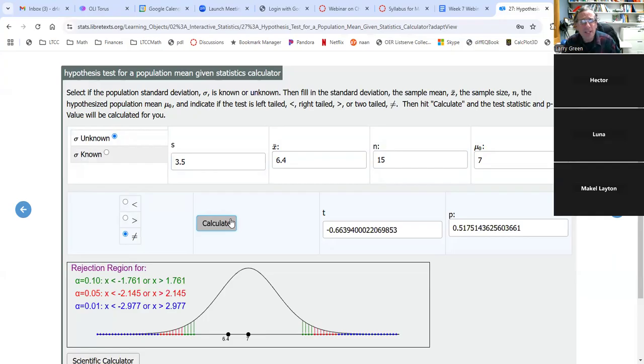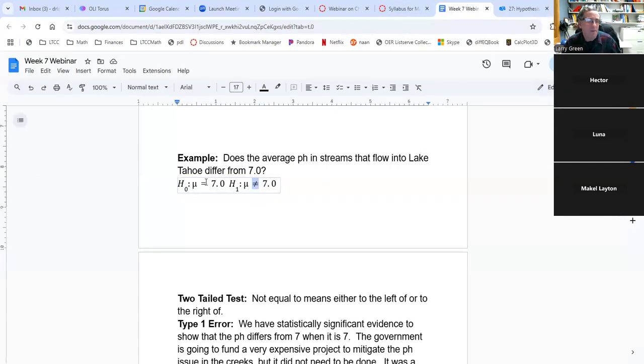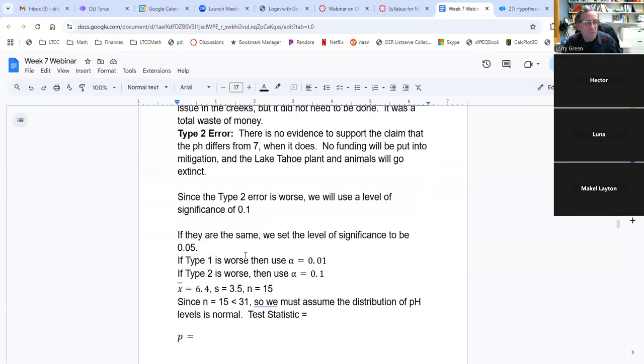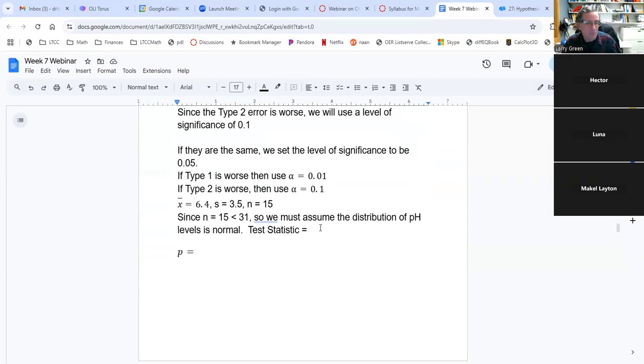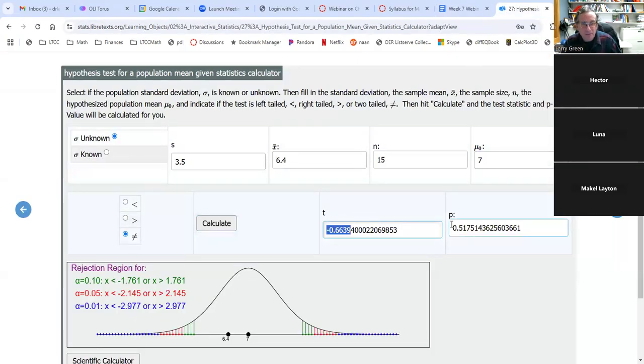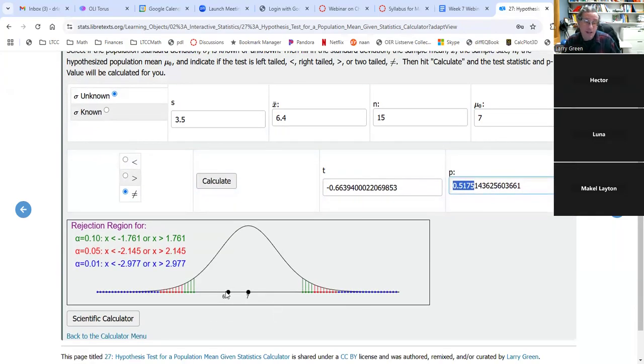So a few things. One is it's a t statistic. We don't know the population standard deviation, so we're using the t distribution, Student's t distribution. And the test statistic is negative 0.6639. 4 decimals is enough. And our p-value is 0.5175.